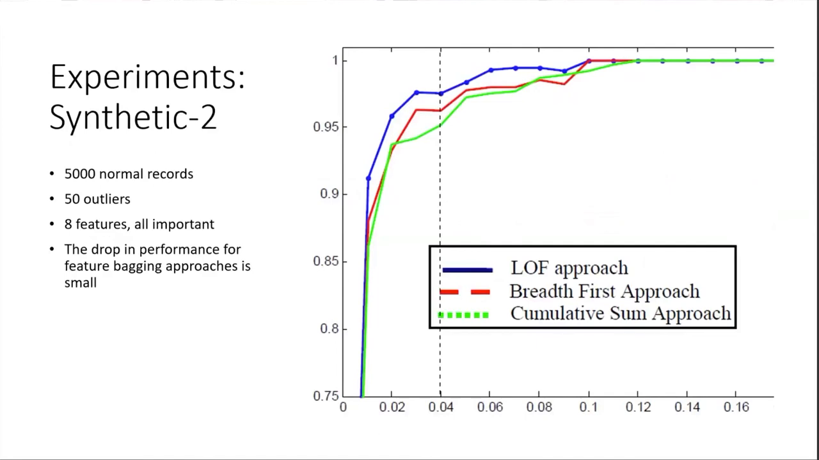Okay, so the second experiment was on another synthetic dataset, which contains 5,000 records, 50 outliers, and eight features, and all of them are important. We don't have noisy features here. The purpose was to see whether the feature bagging approach, under the two methods, breadth first and cumulative sum, can still be competitive to the LOF approach. And it seems like the performances are quite comparable, even though in the feature bagging approach we don't look at all the features at a time. Every time we just work on a subspace.